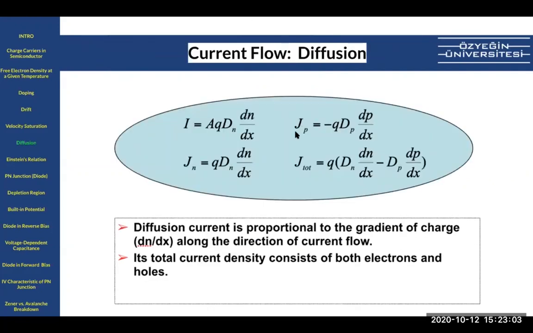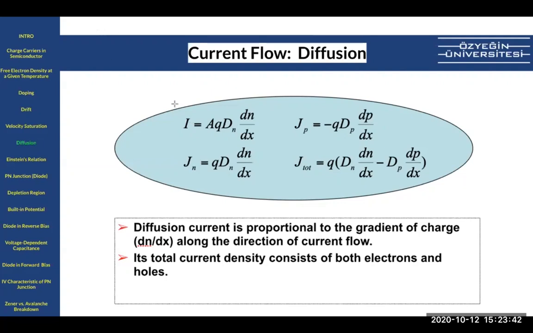So the next slide is formulating how diffusion can be modeled. The electrons with respect to X or Y, we can think in 3D, doesn't matter at this point because we are trying to write the current flow in terms of diffusion. The diffusion current is proportional to the gradient of charge, which is dN over dx along the direction of the current flow. And the total current density consists, as I mentioned before, of both electrons and holes.